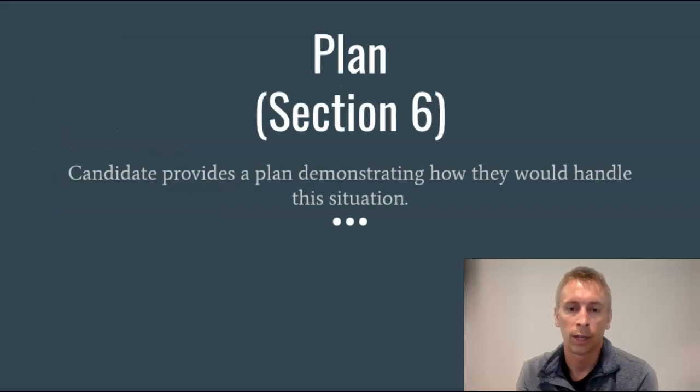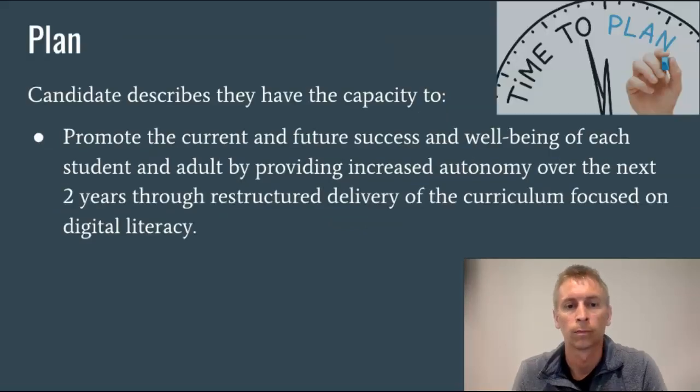So, plan, Section 6. In this situation, Kim needs to use her prior experience and knowledge to promote the current and future success and well-being of each student and adult by providing increased autonomy over the next 2 years through restructured delivery of the curriculum focused on digital literacy and student success.